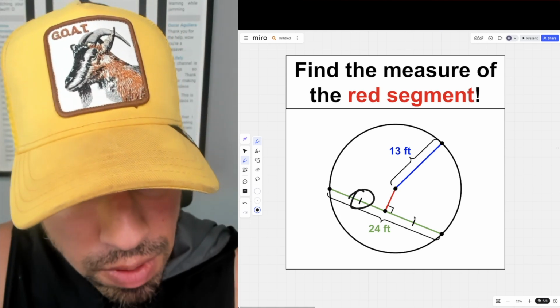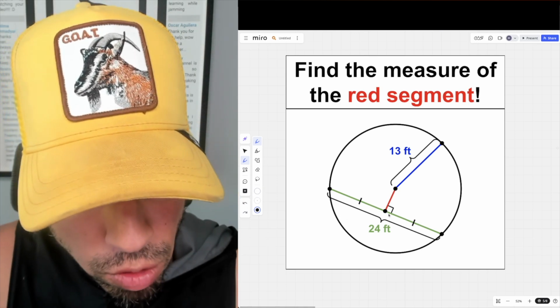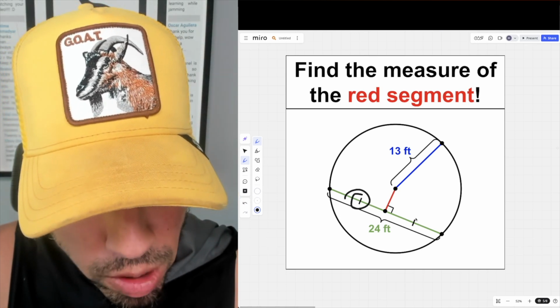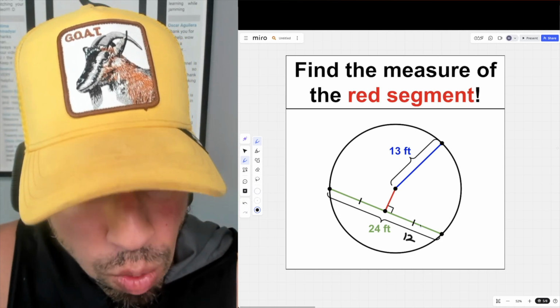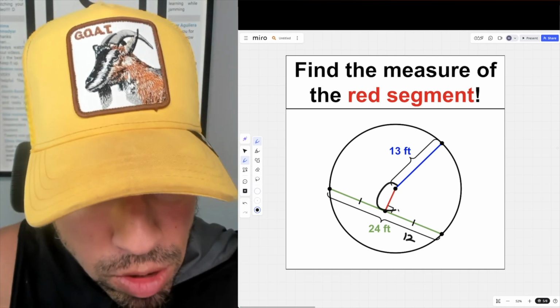So because of these markings showing that those two segments are congruent, I know that this has to be half of 24, as does this, which means this side over here is 12. Now, you might be wondering, well, how does that help us with the red segment?